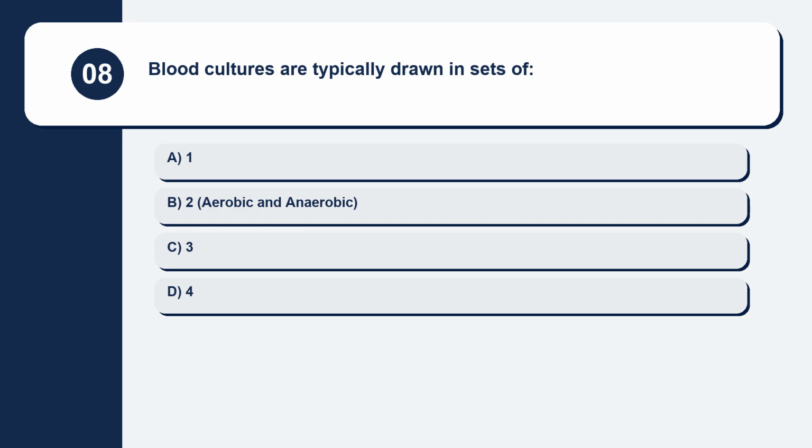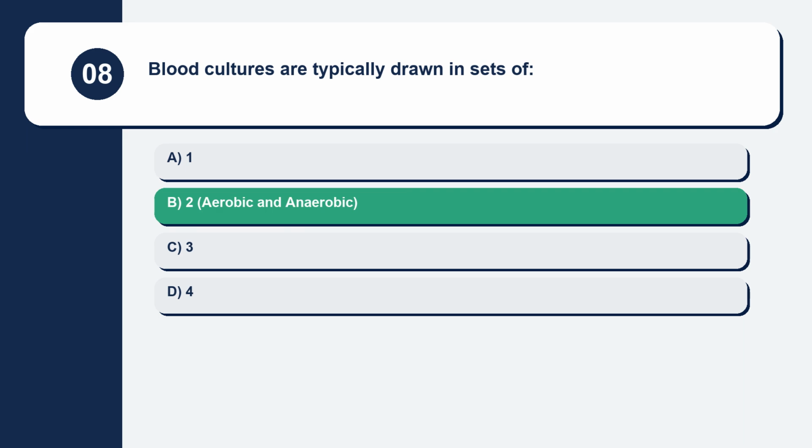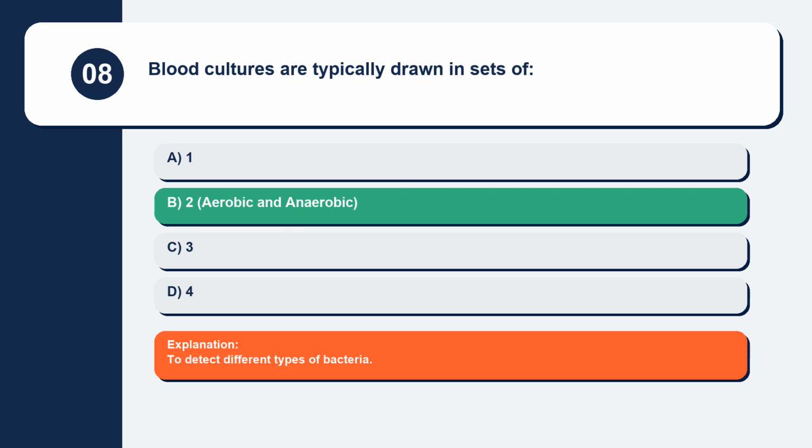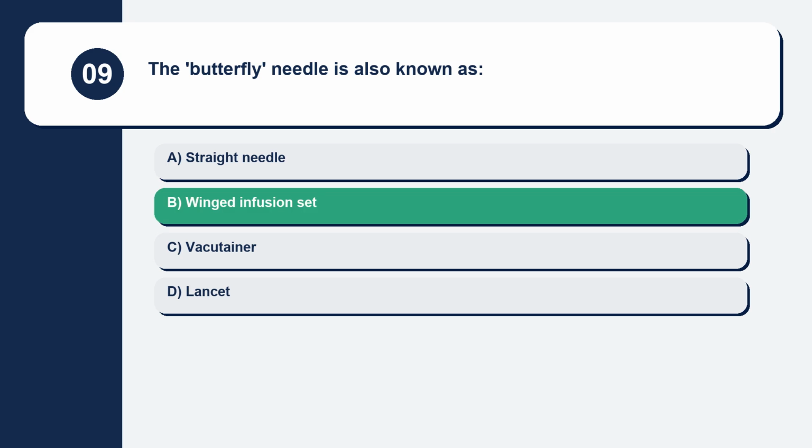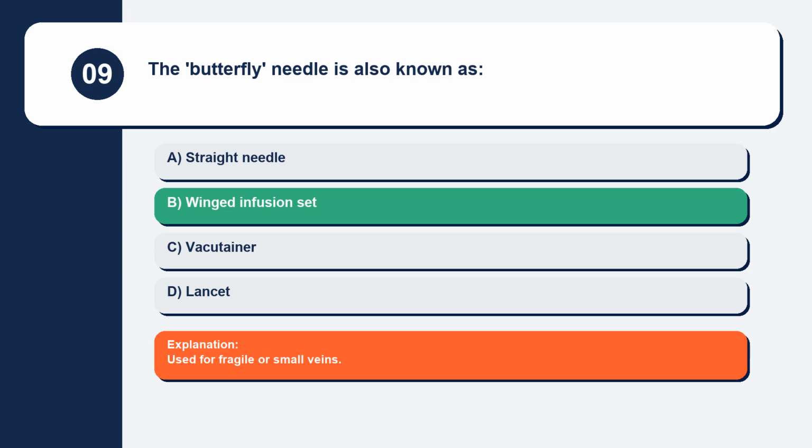Question 8. Blood cultures are typically drawn in sets of 1, 2 aerobic and anaerobic, 3, 4. To detect different types of bacteria. Question 9. The butterfly needle is also known as straight needle, winged infusion set, vacutainer, lancet. Used for fragile or small veins.